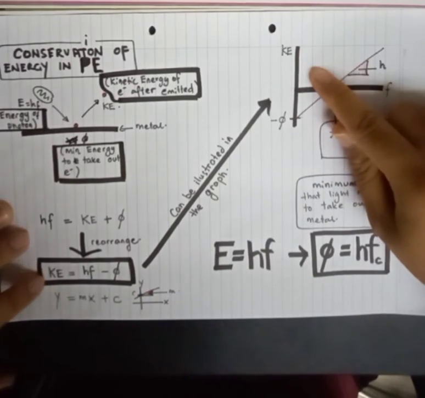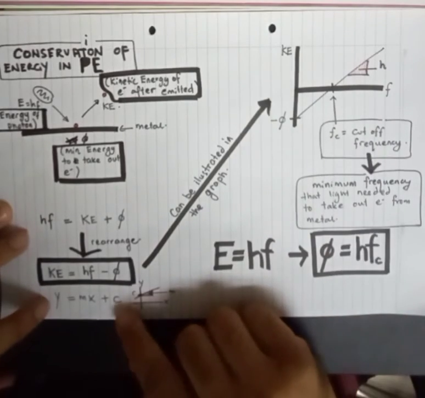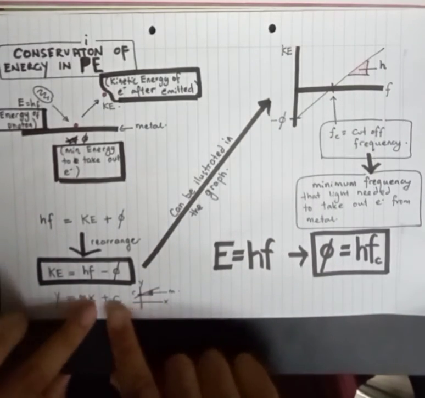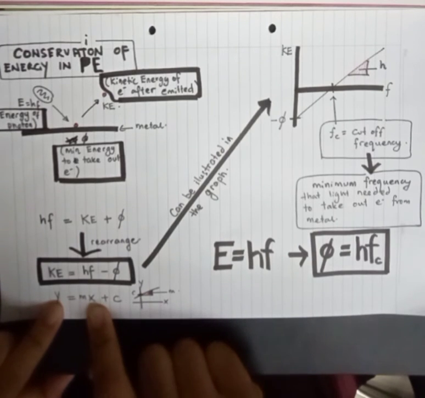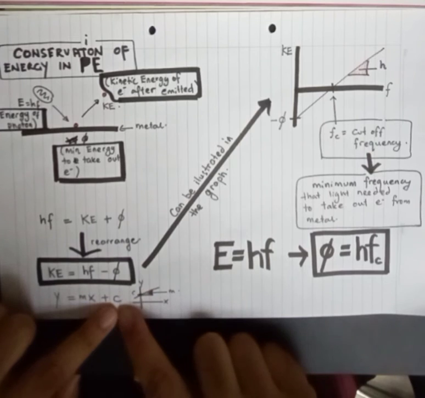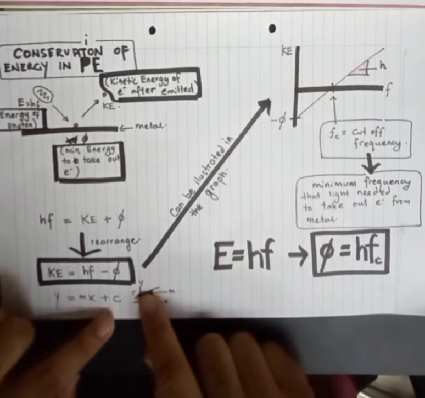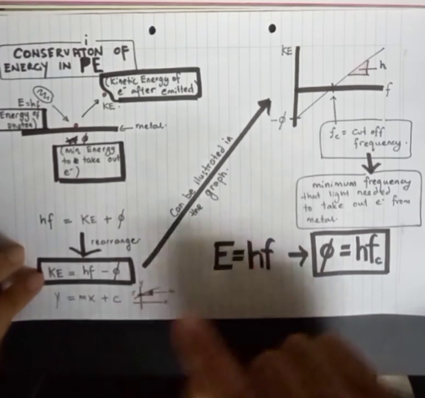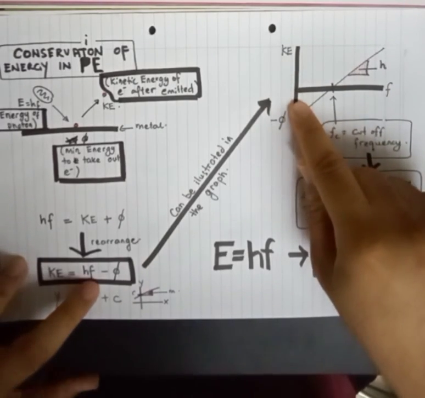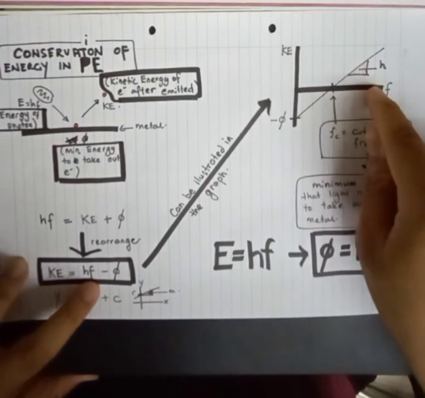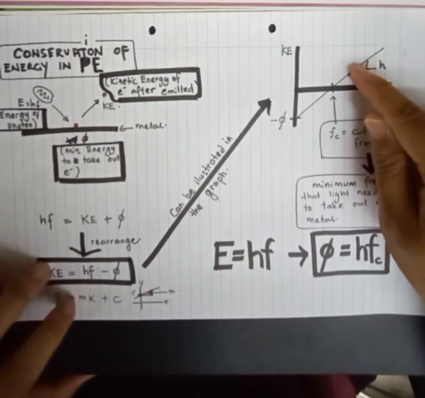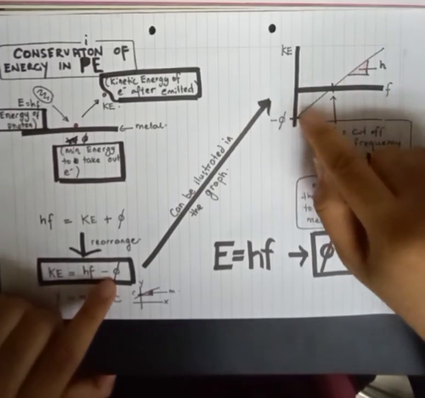Okay, in mathematics, we already learned that the linear function has the form y equals mx plus c, where y and x are the axes, m is the slope of the graph, and c is the y-intercept. So for this case, the y-axis should be the kinetic energy, the x-axis is the frequency, the slope of the graph is h, which is Planck's constant, and the y-intercept is negative phi.